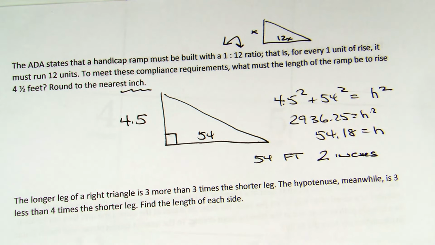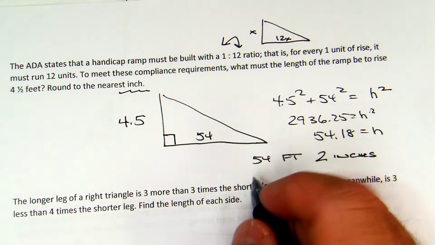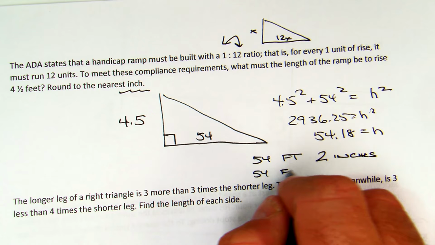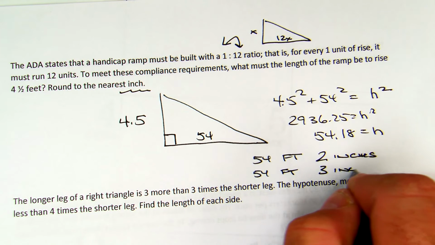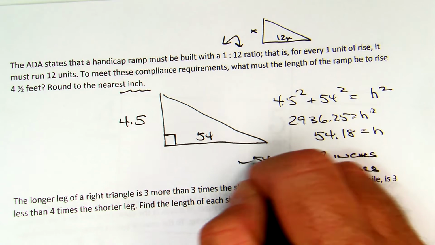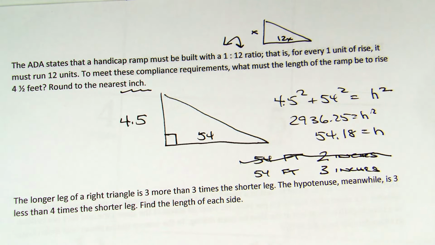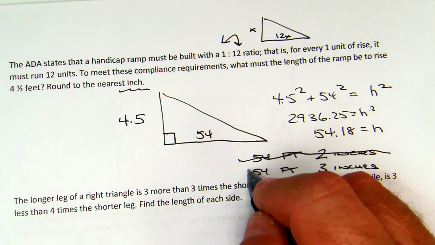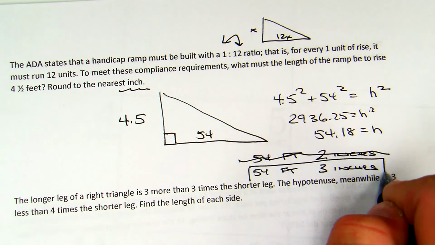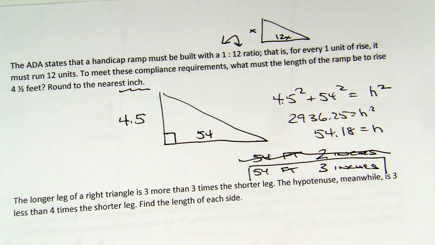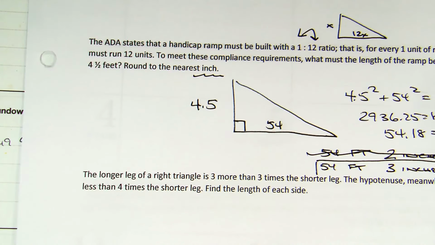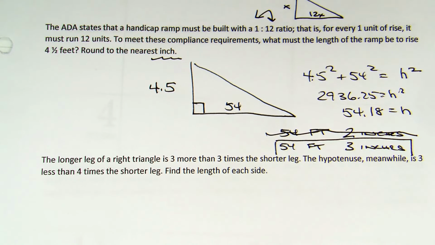Now technically, just like when we did the problem the other day, it should be 54 feet, 3 inches, because if I round down, it's going to be too small. It's going to be illegal. So this is another situation where you have to always round appropriately. Be aware of that before the quiz on Tuesday.